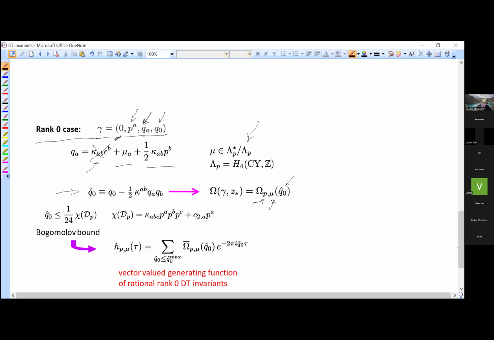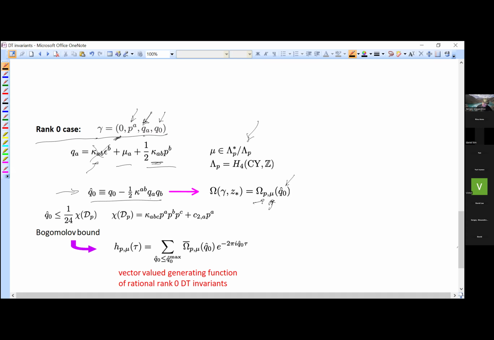Okay. So the main message is that now the DT invariant depends on this Q0 hat, then P is fixed, PA, and then there is this residue class, which takes a finite number of values given by the determinant of this quadratic form. What is het? Het is a combination of all. Okay, good.